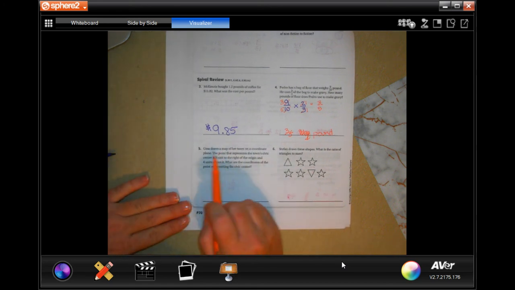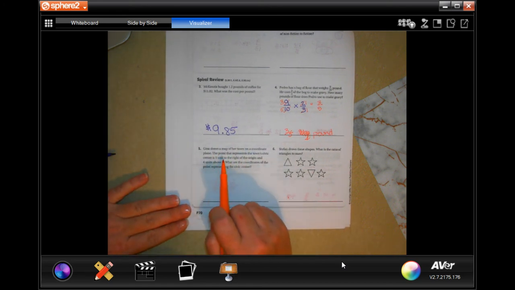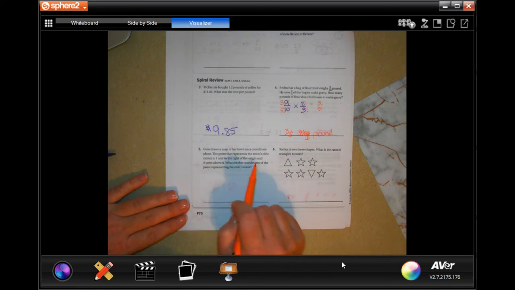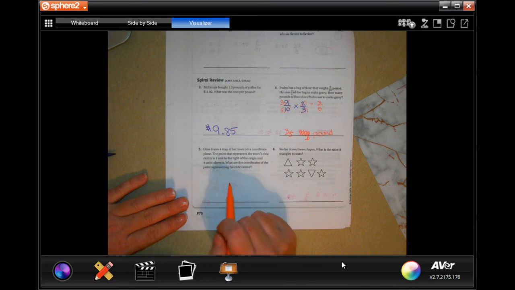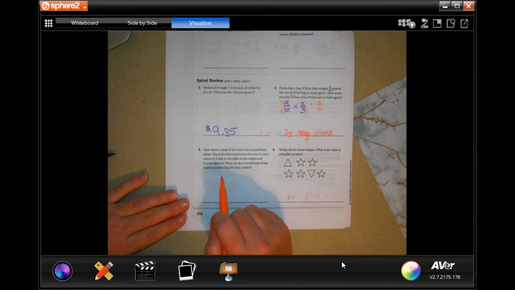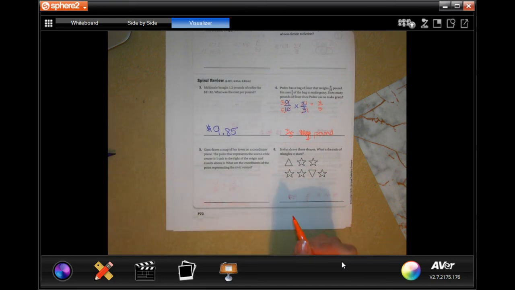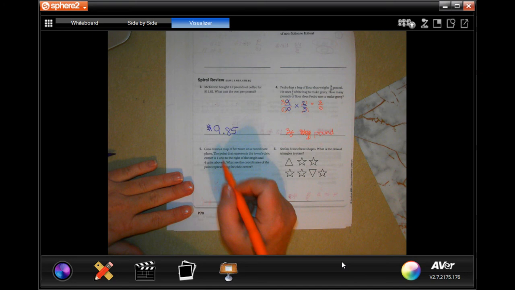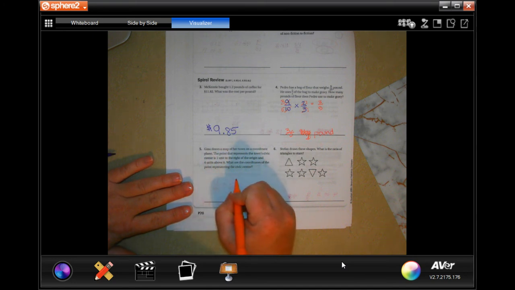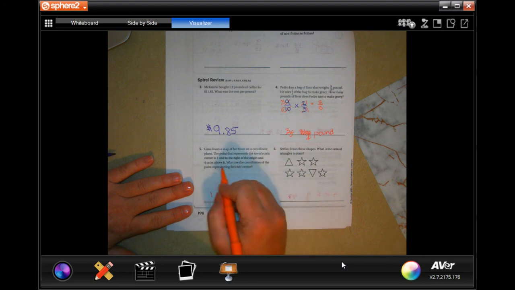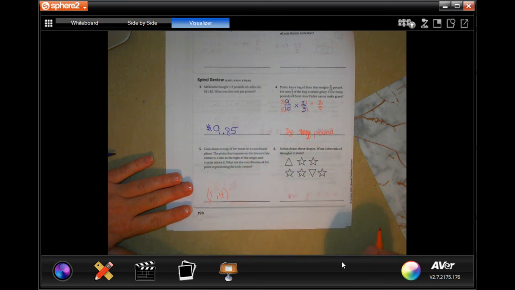All right. Gina draws a map of her town on a coordinate plane. The point that represents the town's civic center is 1 unit to the right of the origin and 4 units above. What are the coordinates of the point representing the civic center? So if we go 1 unit to the right, that's 1. And if we go 4 units above it, that's 4. Those are your coordinates.